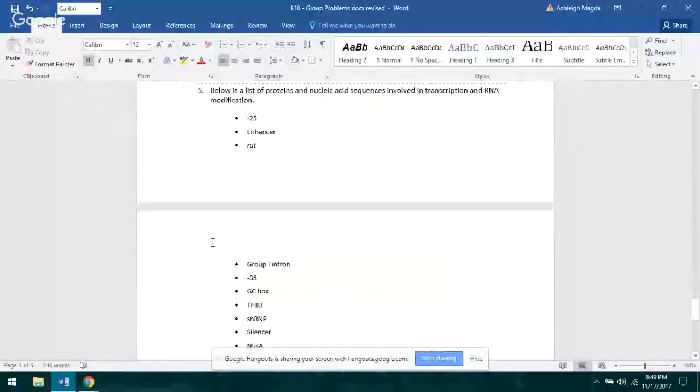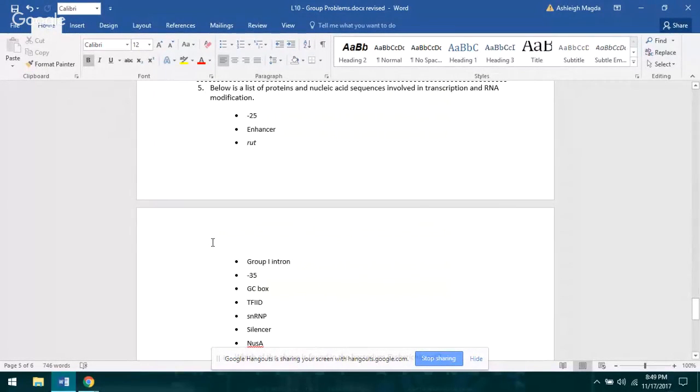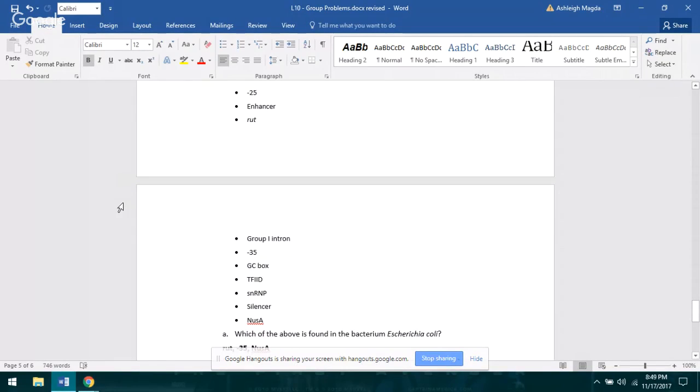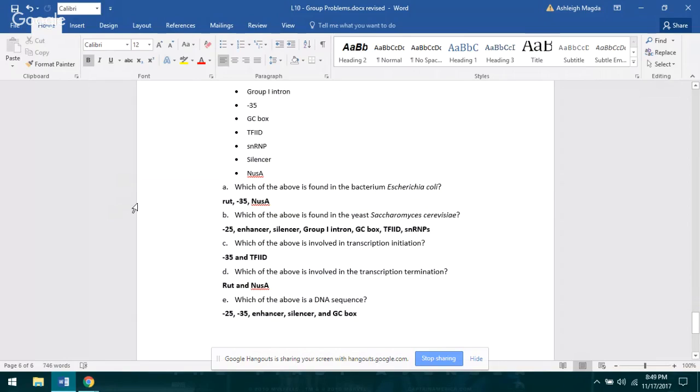Okay, so question 5. Below is a list of proteins and nucleic acid sequences involved in transcription and RNA modification. Again, we were careful and went back and referred to the instructor's notes. So if there's anything different, let us know. Which of the above is found in the bacterium E. coli? We found that it was rut and -35 and NusA. That's how you pronounce that.